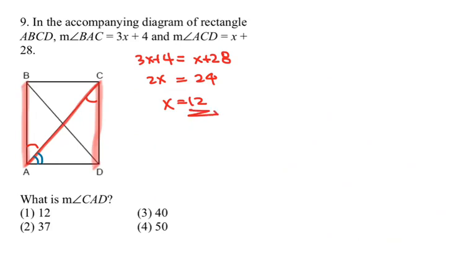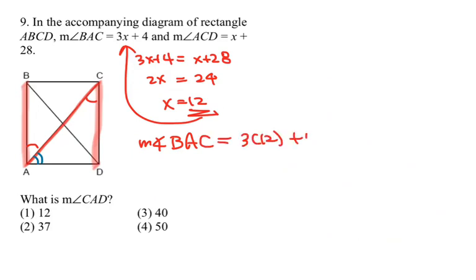By plugging in 12 over there, we can see that the measure of angle BAC is equal to 3 times 12 plus 4, which is equal to 40 degrees. But the blue angle and the 40 degree angle are complementary, so what angle should be added to 40 to make that into 90? That's right. The answer is choice 4, 50 degrees.